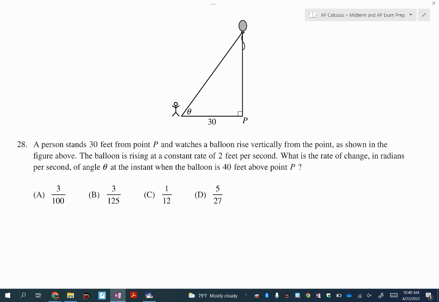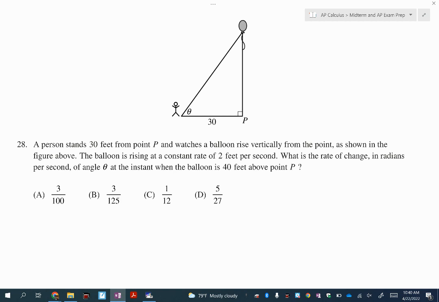Okay. We have a person. There's our person standing 30 feet from point P. Gives you that on the sketch. They're watching a balloon go up in the air. All right, so the next time you watch a balloon, what are you thinking? You're thinking calculus, right? Okay. We want to know if the balloon is rising at a constant rate of 2 feet per second. So telling us the balloon is going up. Oh, yeah, 2 feet per second. Makes sense. What's the rate of change of the angle at the moment it's 40 feet above point P? Okay? The moment it is.